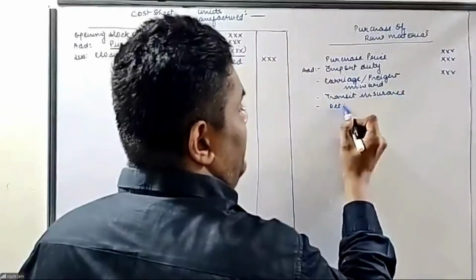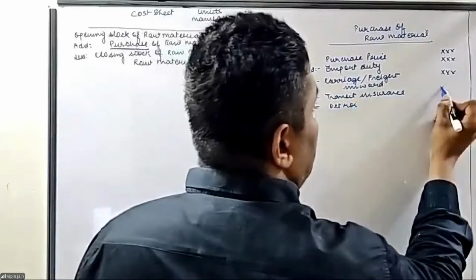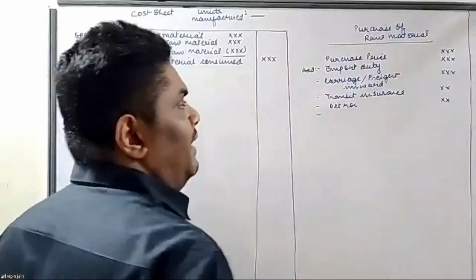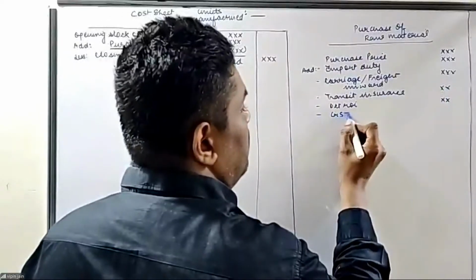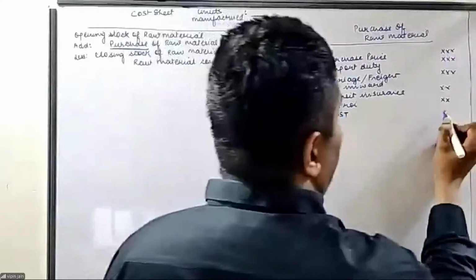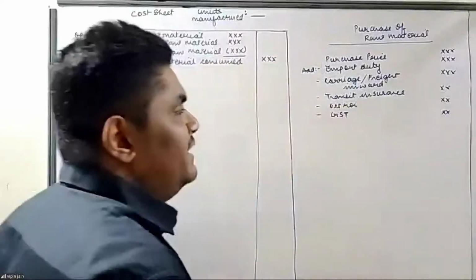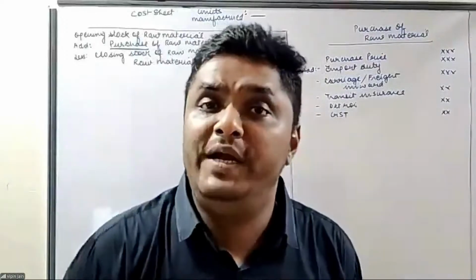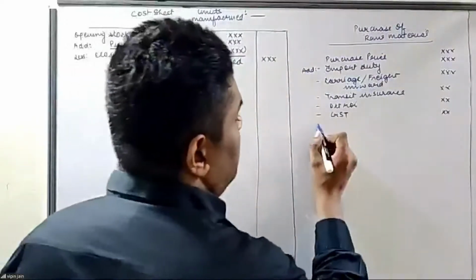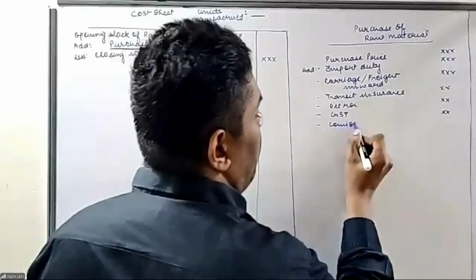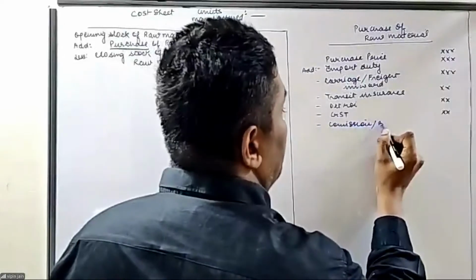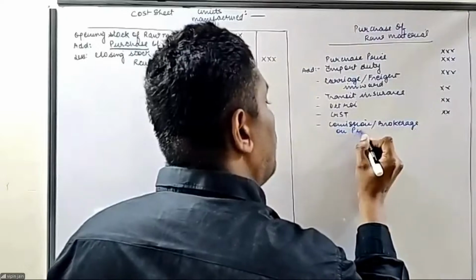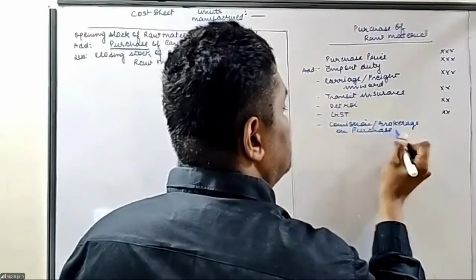Further, octroi, if any, paid. Let's say we are paying GST. In case of domestic purchase, we have to pay GST also. So GST, if paid, again it will be added. Any sort of commission or brokerage paid on purchases will be added.